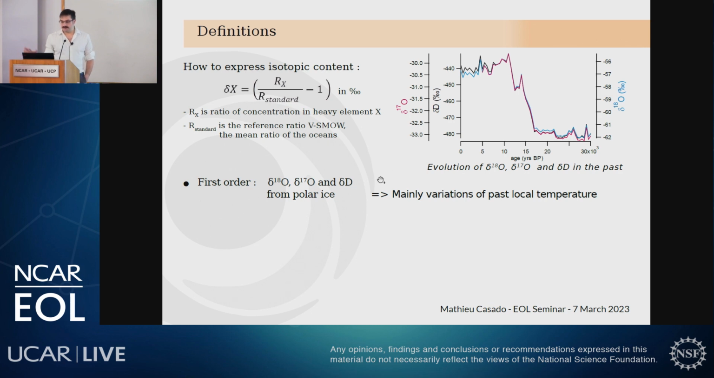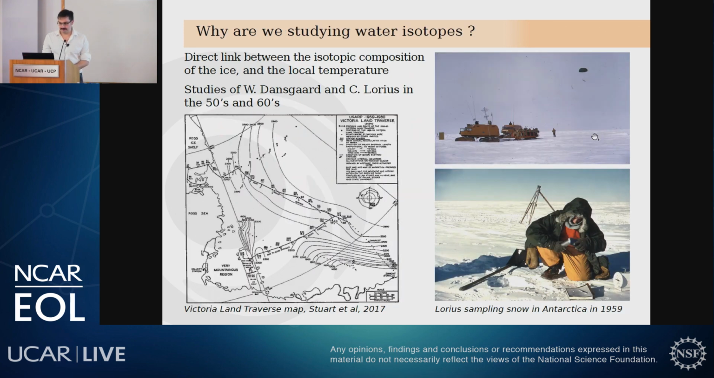And in polar ice, mainly this would reflect past local temperature variations. So you can see all the three curves here look alike a lot. At the first order, they're all more or less similar. And why do we think that they reflect those past local temperature variations?